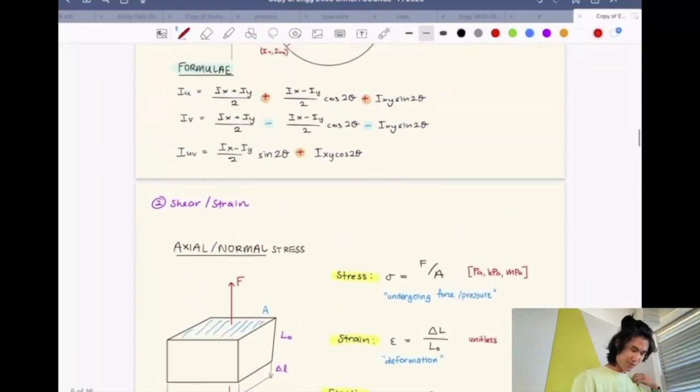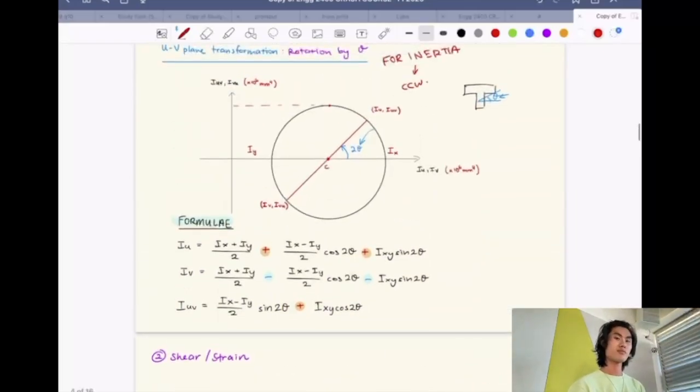Okay, let's move on to topic 2. Just quickly, are there any applications for Moore circle? I think in a more detailed application, yes.